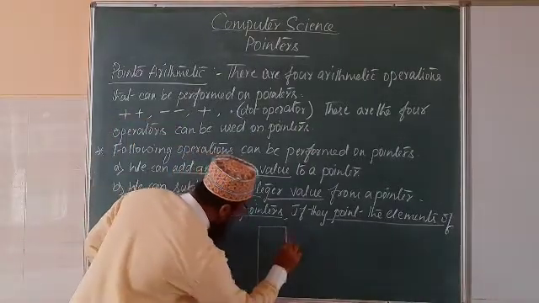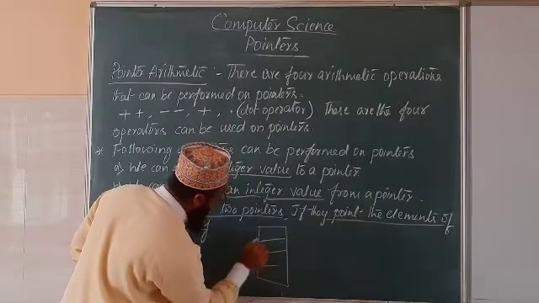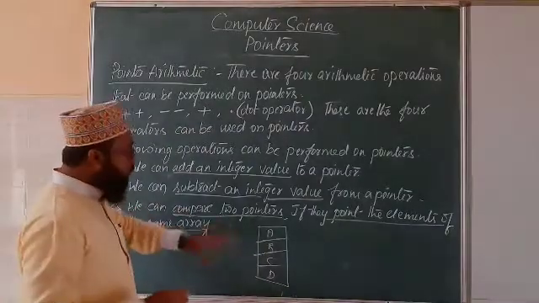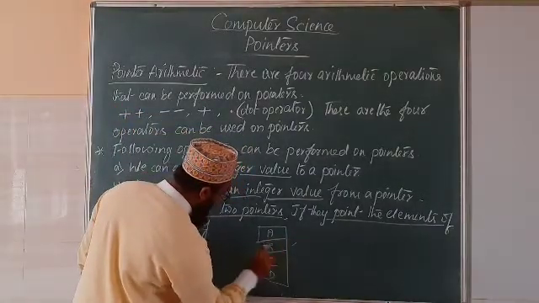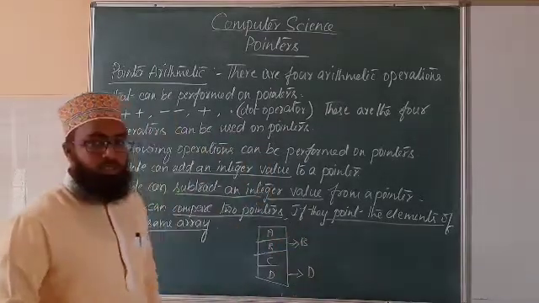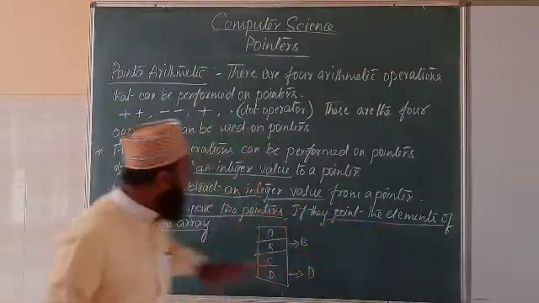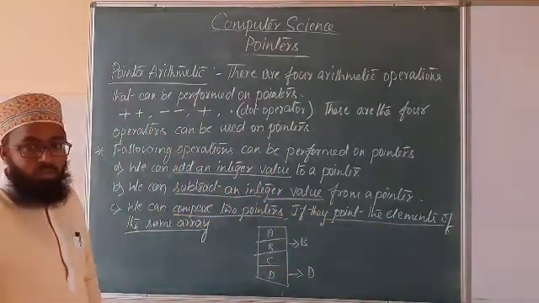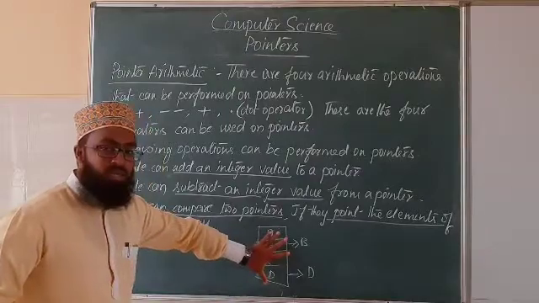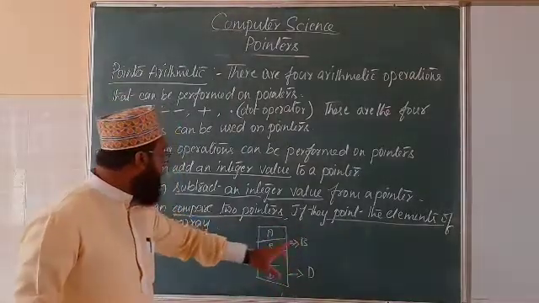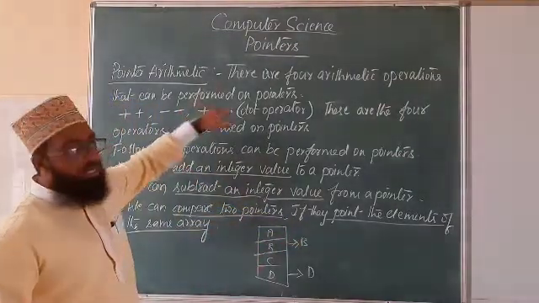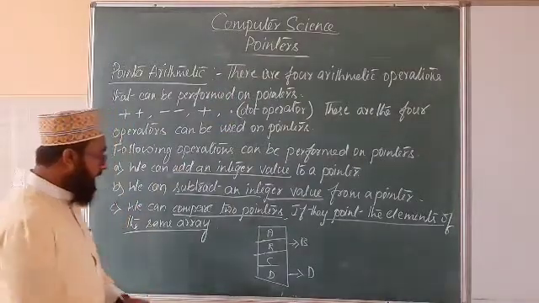Take an array as an example. This is an array. It has A, B, C, D. Take two pointers. One is pointing to B and another one is pointing to D. We can compare these two pointers because these two are the elements of the same array, but not the elements of different arrays. In this situation, we can compare these two pointers. So this is the one thing possible by using the four arithmetic operators of the pointers.